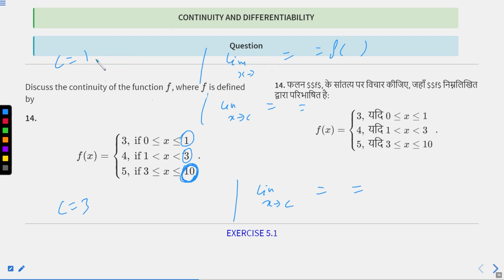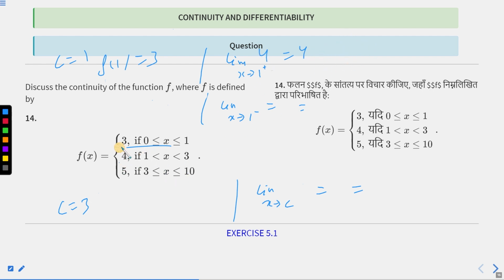Now first of all, what is f of 1? F of 1 will be this, which is 3. Now we will talk about approaching 1 from the right hand side and from the left hand side. If you approach 1 from the right hand side, then I have to use this. Yes, from the right hand side, it will be 4. Okay, so far so good.